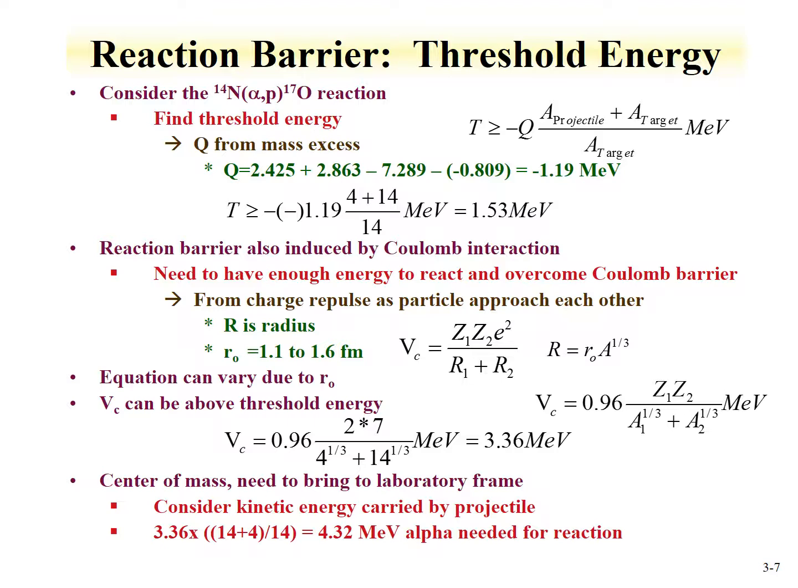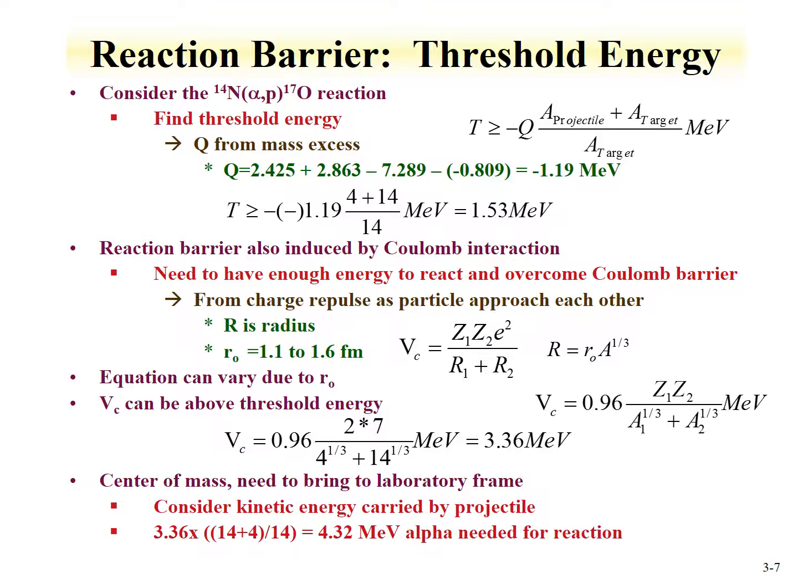Using what we've just discussed, we can evaluate the threshold energy for this Rutherford reaction. Our reaction's listed here. Let's take our terms and put them into our threshold energy. Our Q value is listed here, projectile, target. This equation is transformed. The terms are listed here, and we get 1.5 MeV for the threshold energy. Now this is just the minimum energy for the reaction to occur, and it doesn't account for the Coulomb barrier.